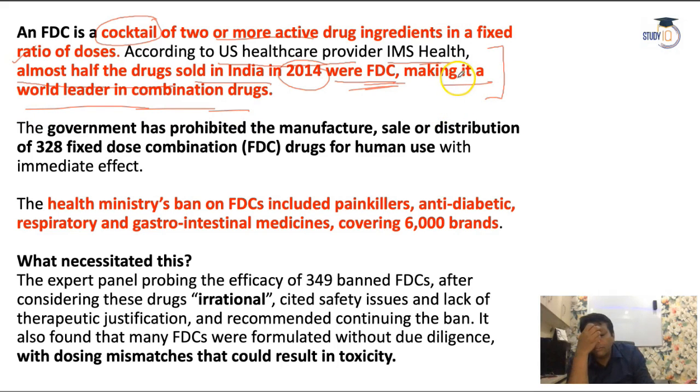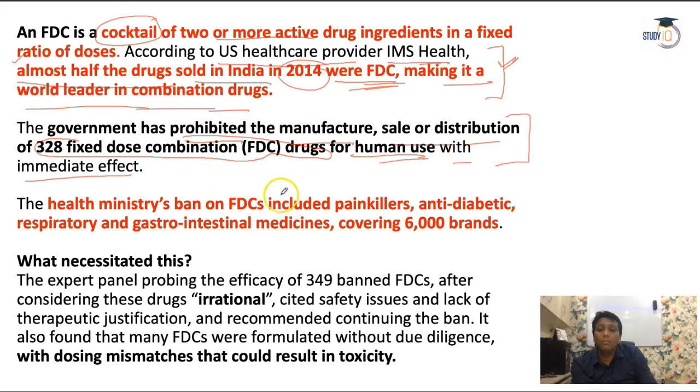So half of the drugs in India are fixed dose combinations. Different mixtures of drugs are used in India, and India is the country with the maximum number of this type of medicine. This is the reason this type of mixing is not allowed and not safe. It is risky, and this is why the government has prohibited the manufacturing, sale and distribution of 328 fixed dose combination drugs for human use, with immediate effect. So suddenly it has totally been stopped.